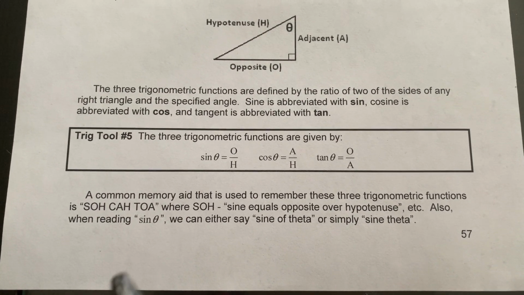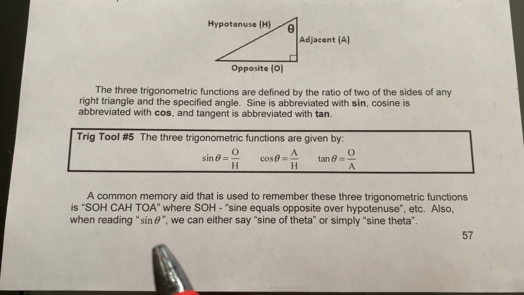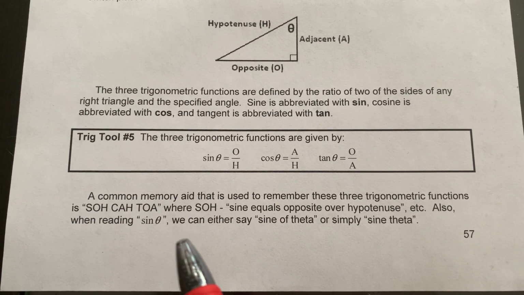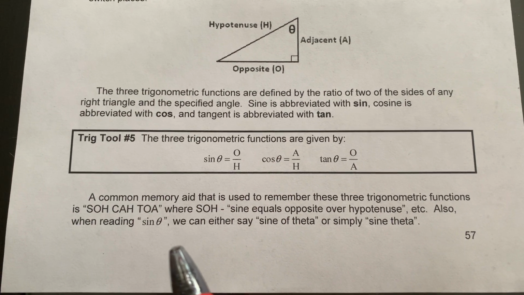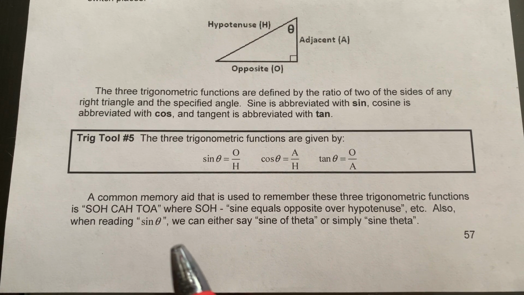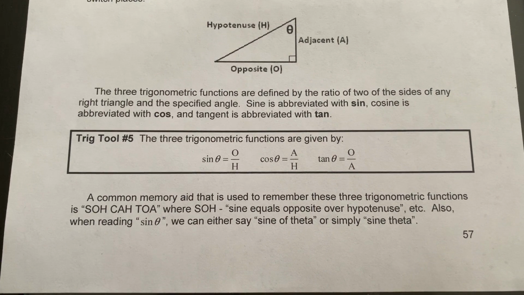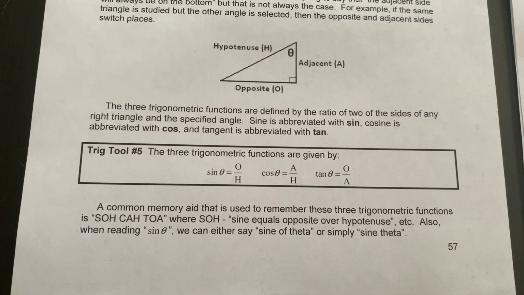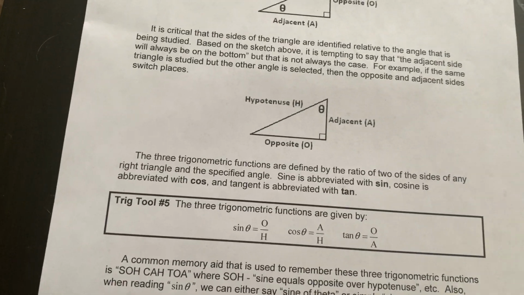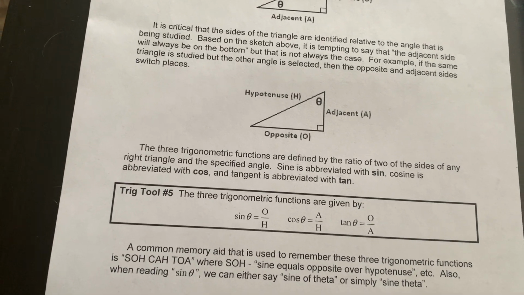In any event, SOH, sine is the opposite over the hypotenuse. CAH, cosine is the adjacent over the hypotenuse. And TOA, tangent is the opposite over the adjacent. So it's just a quick little mnemonic to help you remember how to go between all these different values. So what we're going to do is just run an example first.